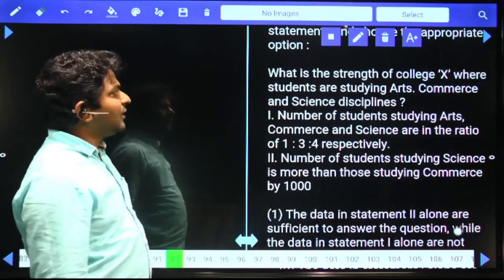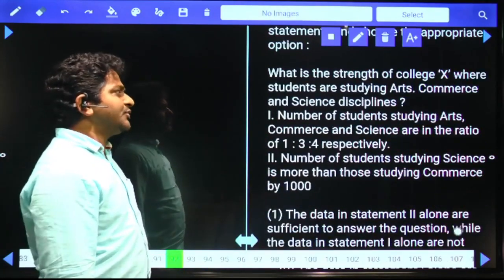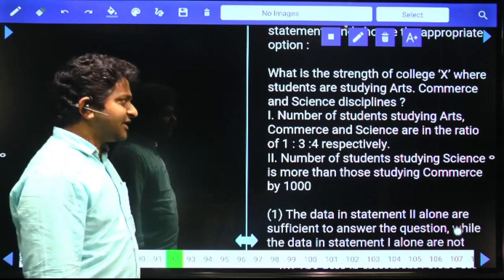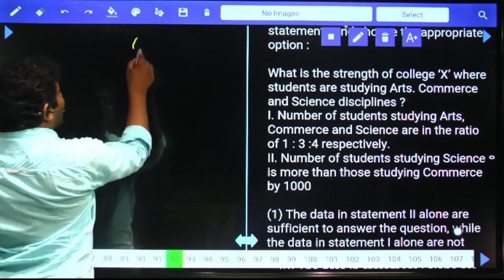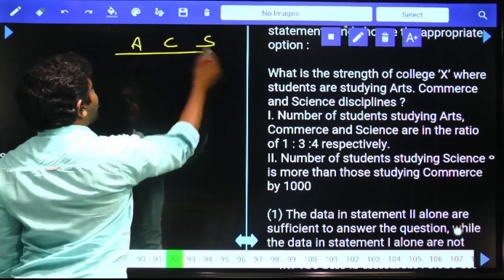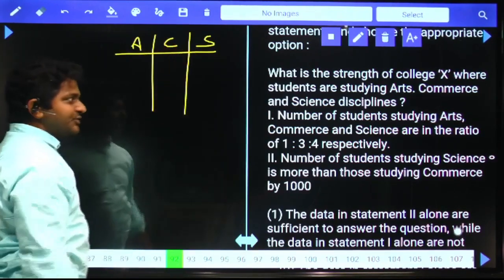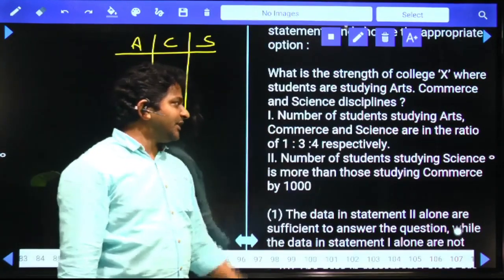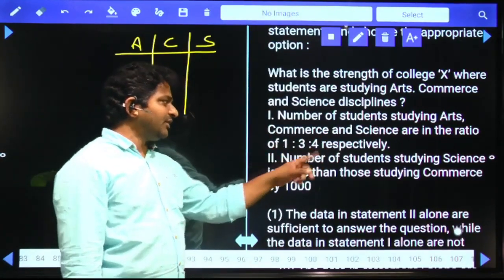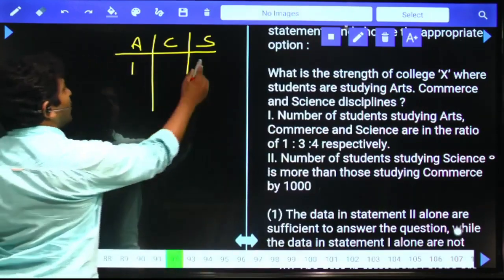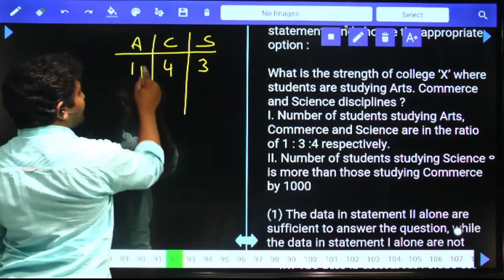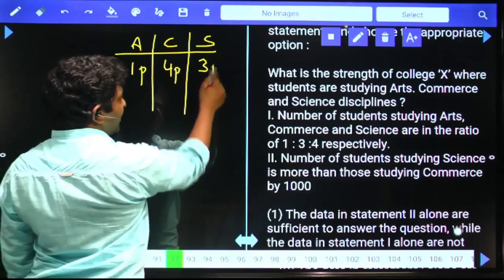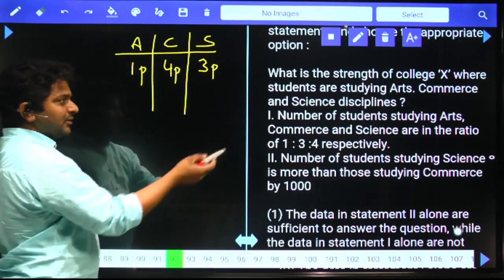Next. What is the strength of college X where students are studying arts, commerce and then science disciplines? You are asked to calculate all the students' strength. It is not about male or female. The number of students studying arts, commerce, science are in the ratio 1, 3, 4. Order is important, and hence arts, commerce, science.